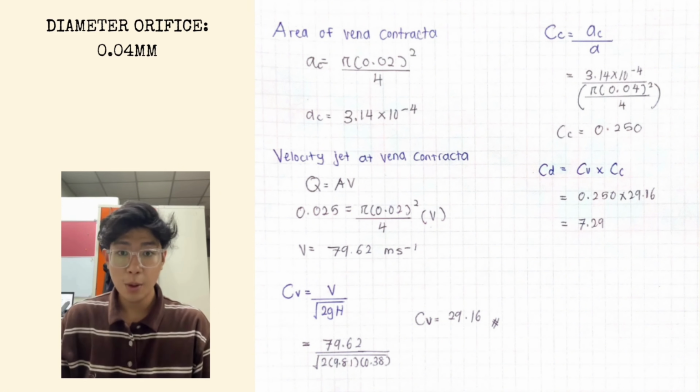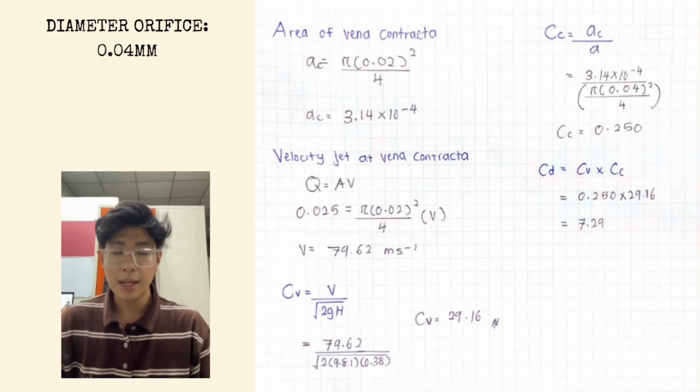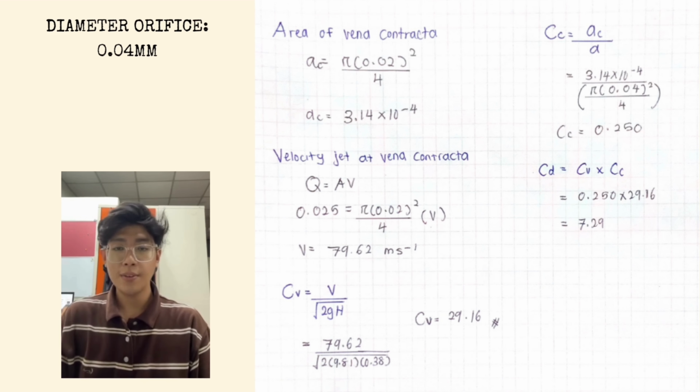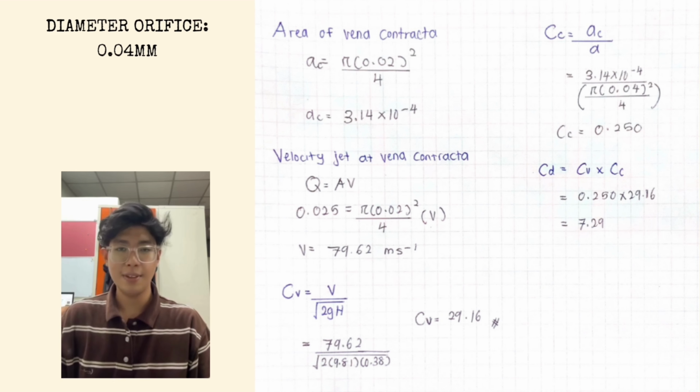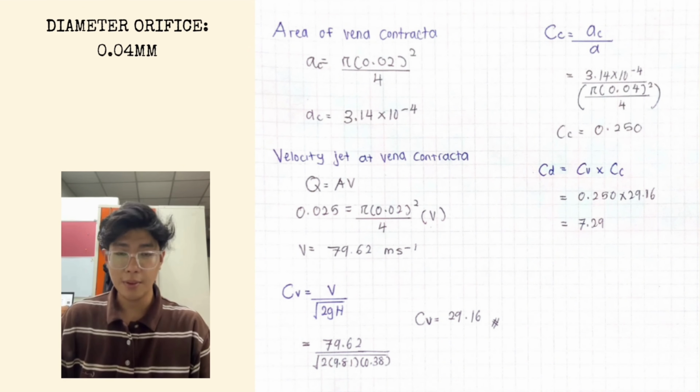In this experiment, we need to find three values, that is the coefficient of contraction Cc, coefficient of discharge Cd, and the coefficient of velocity Cv. To find the coefficient of velocity, we use the formula: velocity of jet at vena contracta divided by square root of 2 times gravity times the head level. To find the value of Cc, the area of vena contracta is divided by the area of the orifice. To find the coefficient of discharge, we just need to multiply the values of Cc and Cv. All the formulas we use are the same for both orifice diameters.